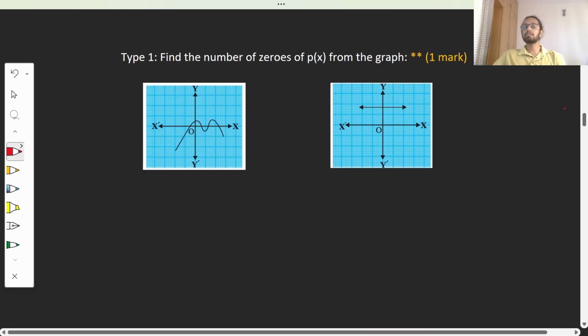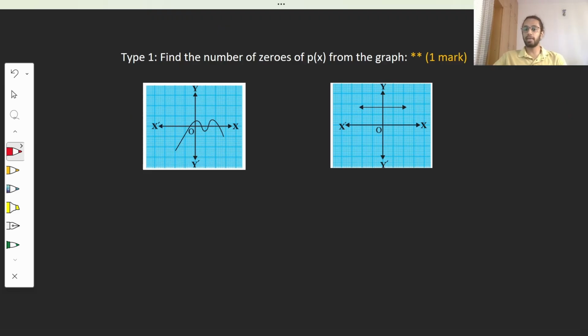So this is the first type of question that we're learning in this chapter. Find the number of zeros of p of x. And as I have mentioned, with two stars, you can see it is of medium importance. And also it's important from 1 mark point of view. And from the first graph, how many times does it cross the x-axis? You can see 1, 2, 3, and 4.